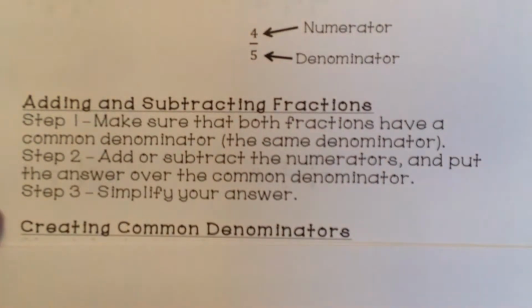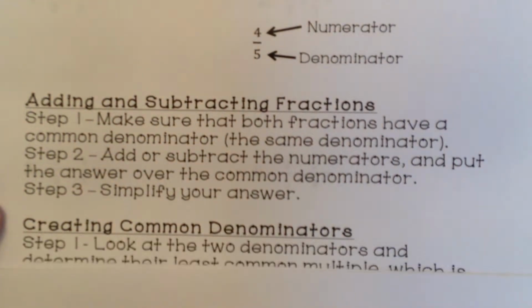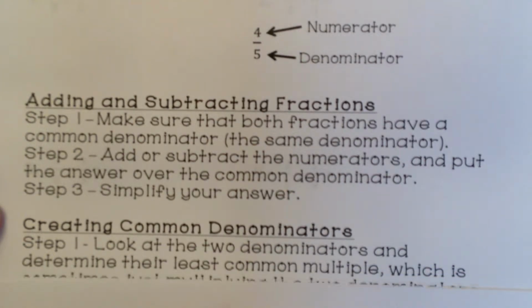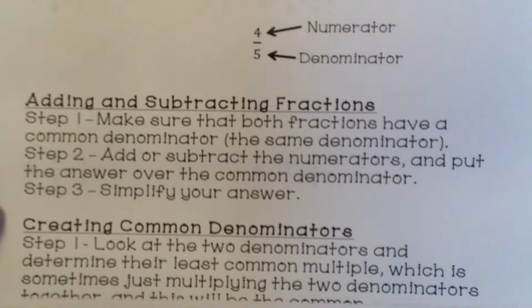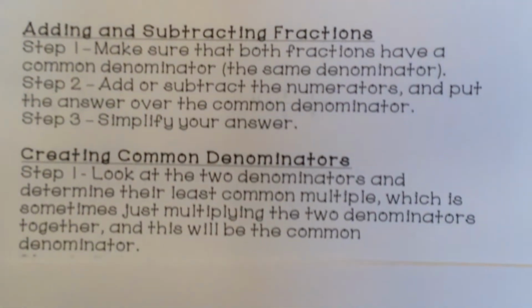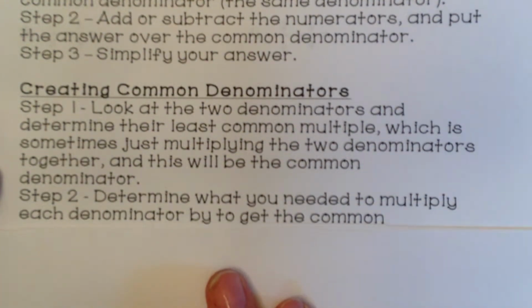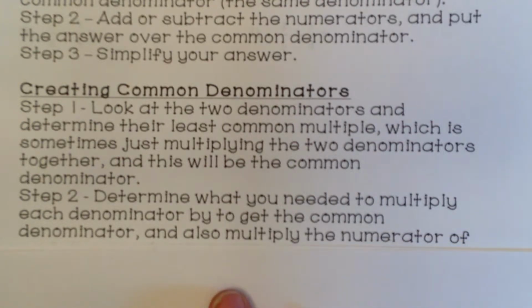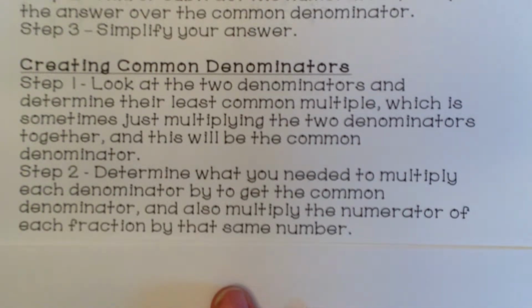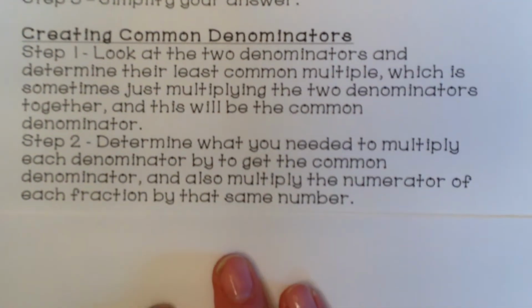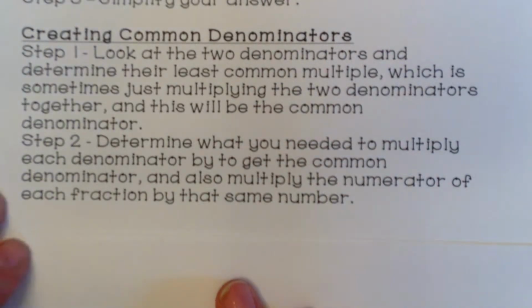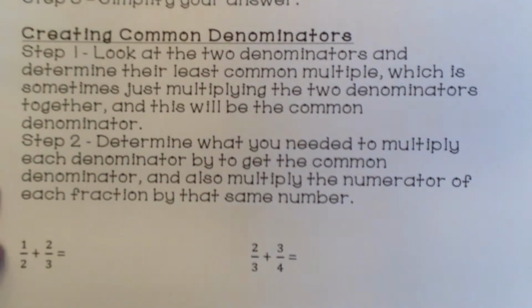Okay. So creating common denominators. You're first going to look at the two denominators and determine the least common multiple, which is sometimes just multiplying the two denominators together. And this will be the common denominator. Step 2. Determine what you need to multiply each denominator by to get the common denominator, and also multiply the numerator of each fraction by that same number. Okay. Here are a couple of examples.